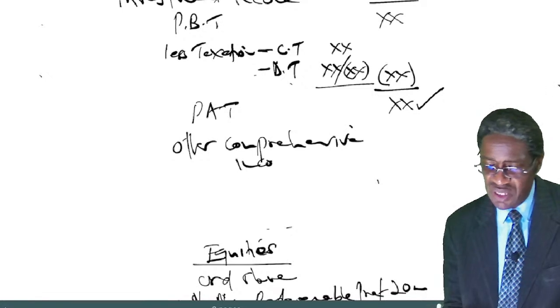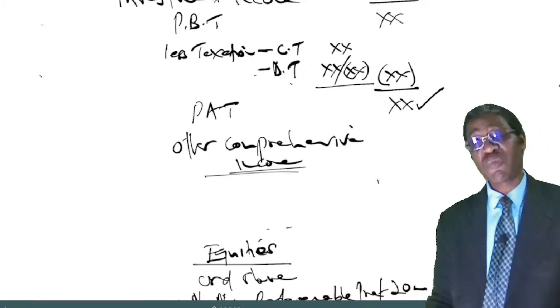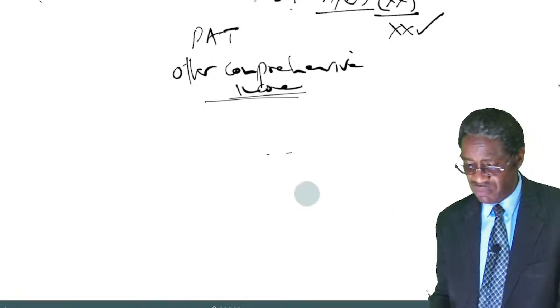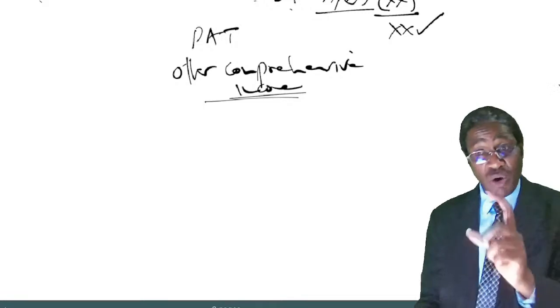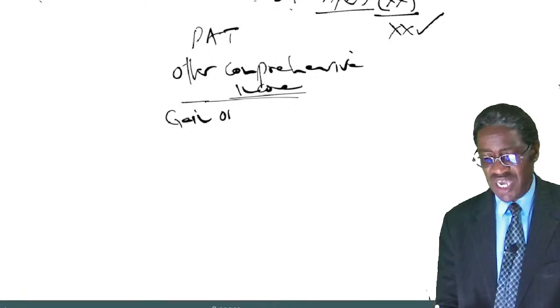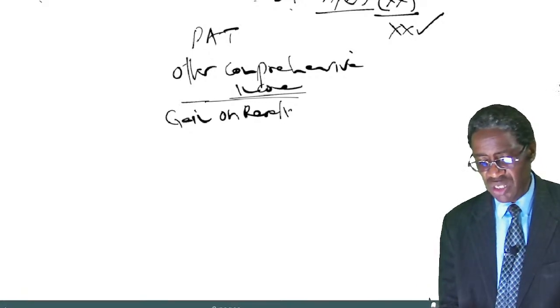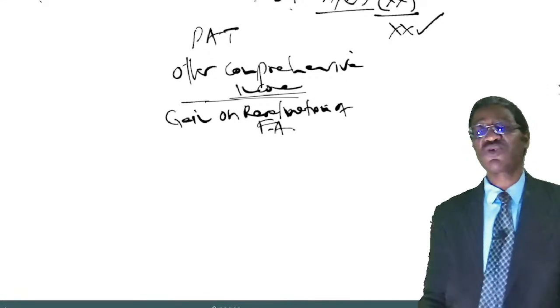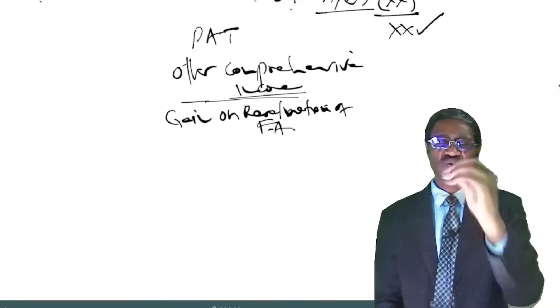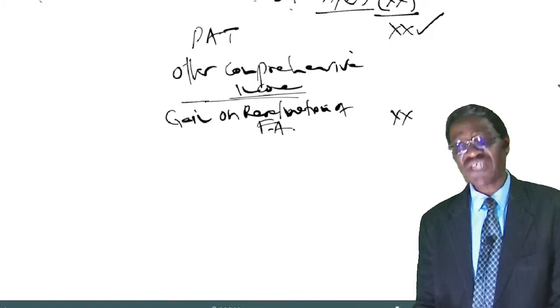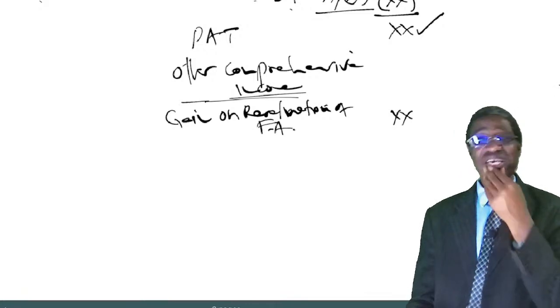Other comprehensive incomes. I do hope you remember some of the examples of other comprehensive incomes. One example is the gain on revaluation of fixed assets. When you revalue some of your fixed assets, maybe machinery, motor vehicle, land or building, that gain on revaluation should be considered as part of other comprehensive income.